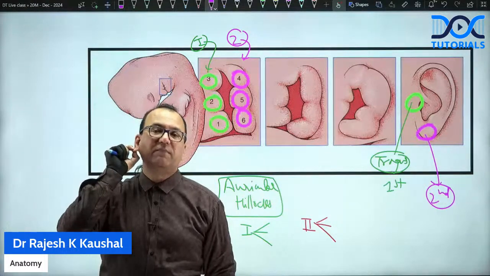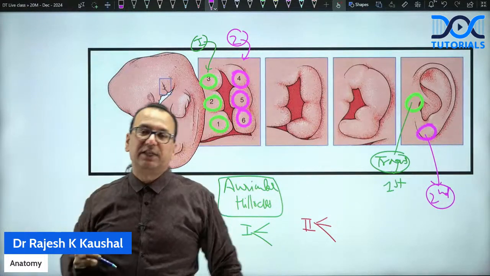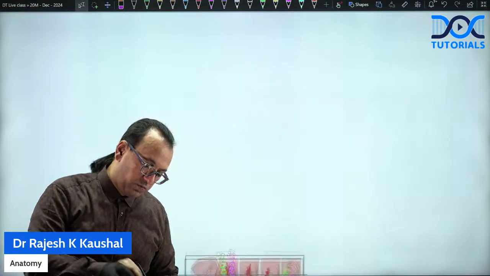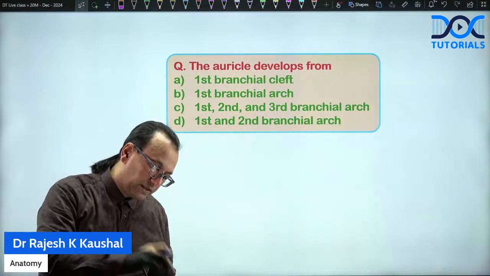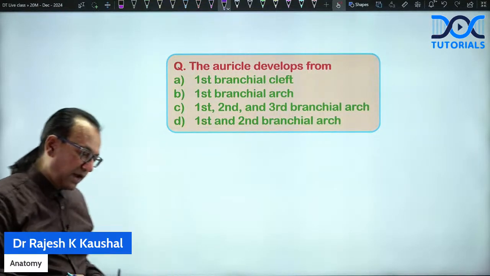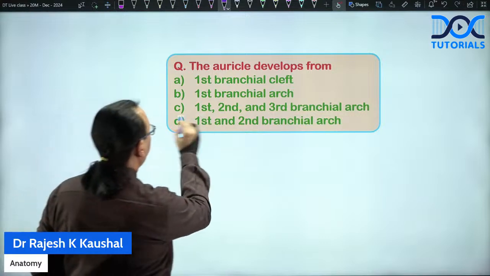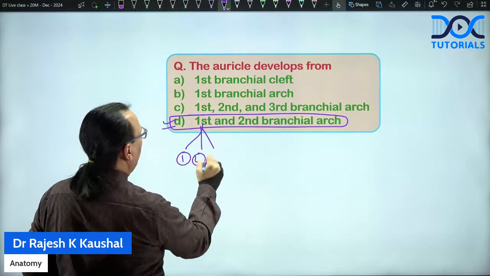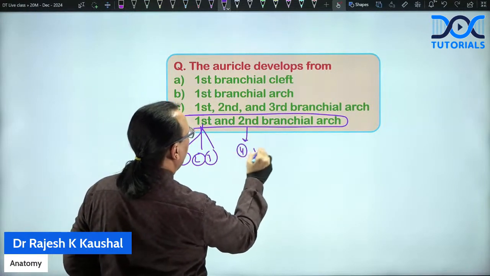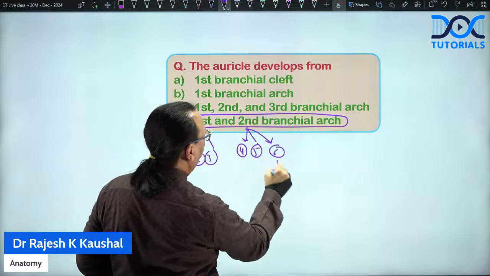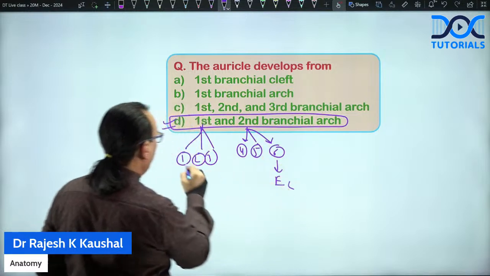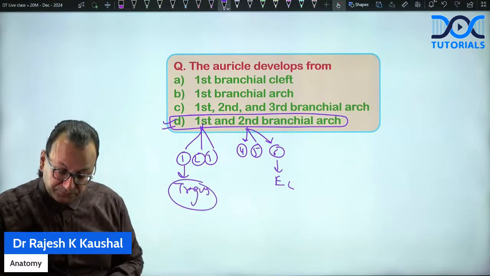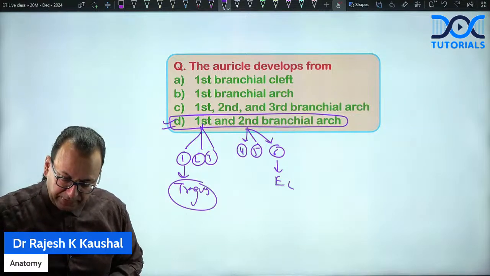ENT books will mention differently, anatomy books will mention differently, but both of them mention something same, which I just told you. So if you look at this question, it is asking what the auricle is developing from, and you should say the auricle is developing from first and second branchial arch. First arch giving 3 auricular hillocks, 1, 2, 3, and second arch giving the next 4, 5, 6. And then you can also mention 6 will form the ear lobule, and 1 will form the tragus of the auricle. So you have given your answer D, perfectly fine, Shivani.